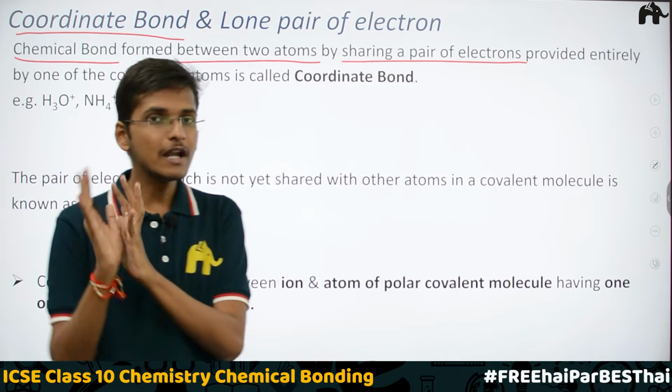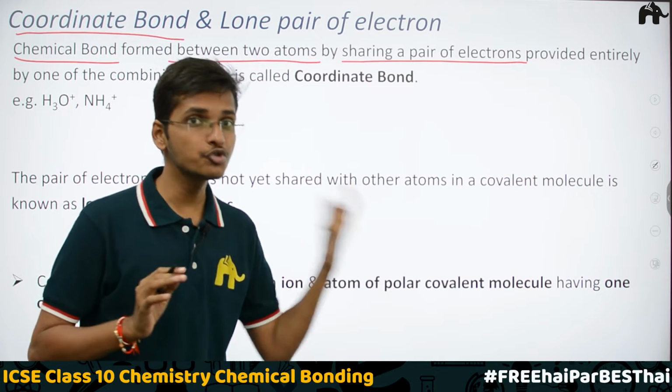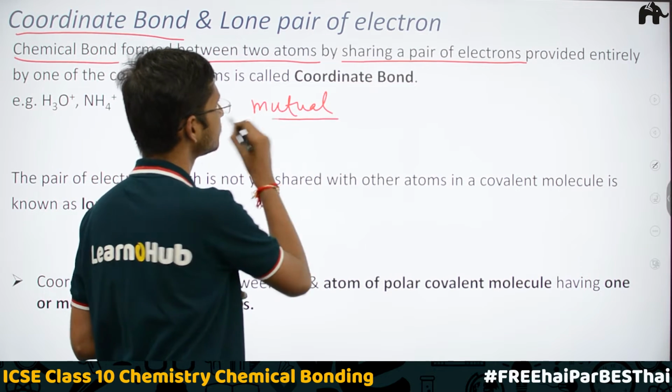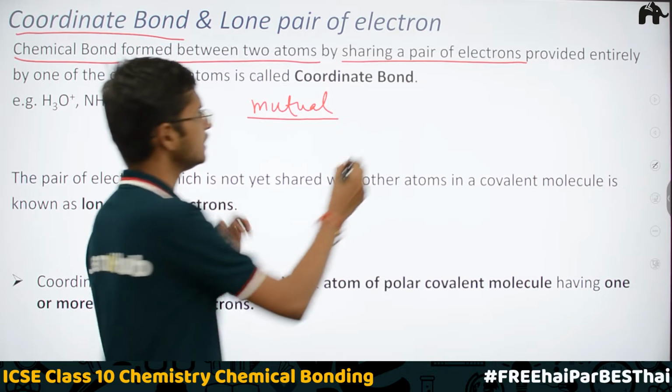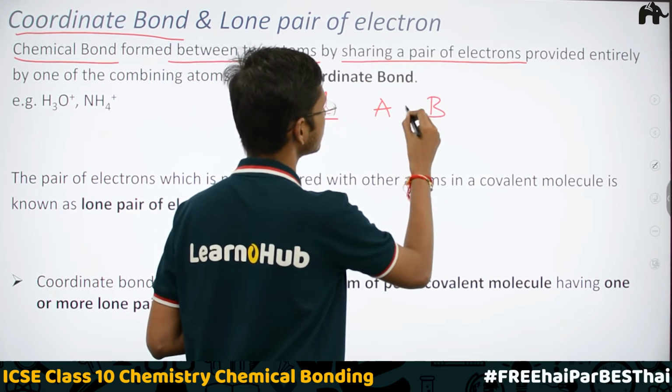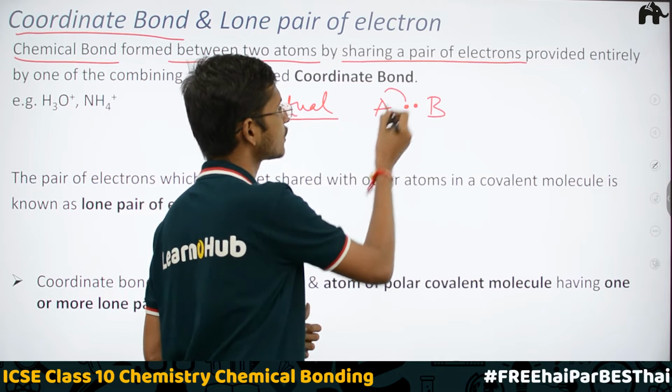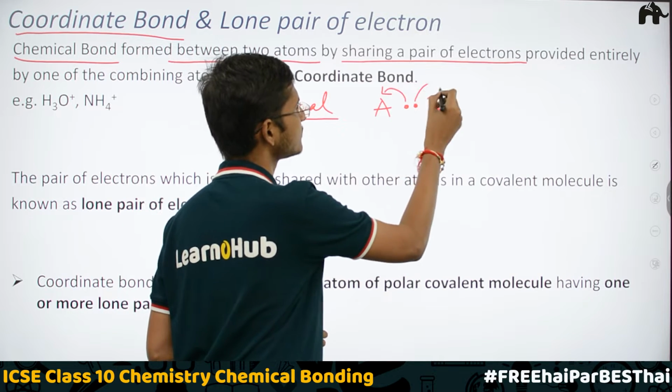But in covalent bond, the sharing is mutual. I have already told you the meaning of this word mutual, which means if the bond is formed between A and B and they are sharing one pair of electrons, then this electron is being contributed by this atom, and this electron is being contributed by this atom.